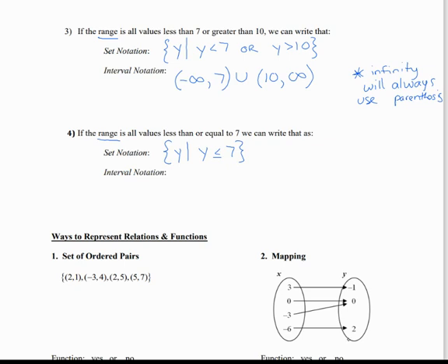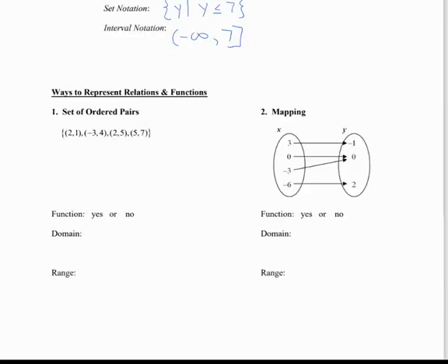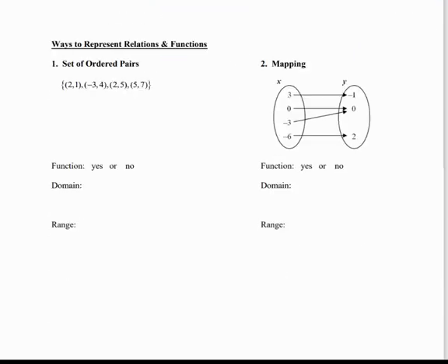Now, interval notation. If I'm less than or equal to 7, it means we're going to start at negative infinity and go all the way to 7, and this time we're equal to, so 7 is included, so I use a bracket. There is not a union because there's not another set of values, it's simply just the ones from negative infinity to 7. Okay, let's look at some more ways to represent relations and functions. So for these problems, we're going to look at the way to represent it. We're going to determine if it is a function or not, and then state the domain and range.